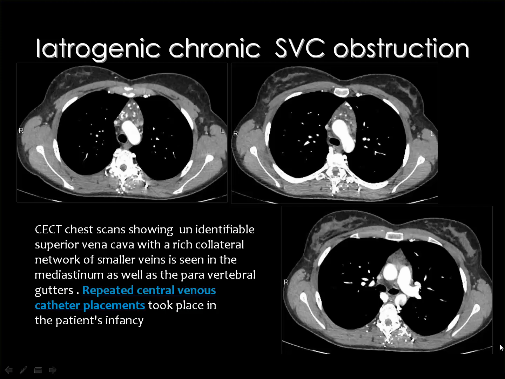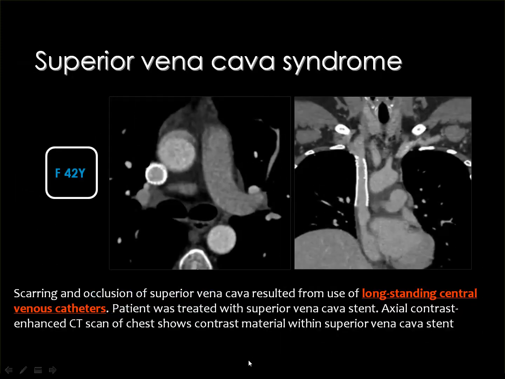And this is a case of iatrogenic superior vena cava obstruction due to repeated central venous catheter insertion. And here you see the enhancement of the aortic arch, but you cannot see the enhancement of the superior vena cava. Instead, you see multiple dilated collaterals in the mediastinum and also in the chest wall.